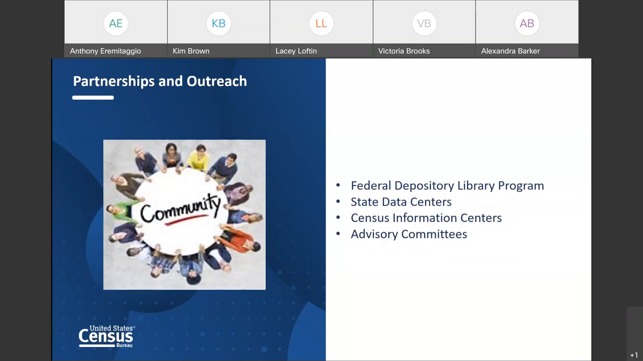Now, I mentioned in the beginning that we have partnered up with organizations. We do partnership and outreach. These are some of the organizations that we've partnered with. We work with the Federal Depository Library Program, the state data centers, census information centers, and the advisory committees. We work through our partnerships and outreach to understand what data users need and how to go about creating what they need in a product or service that we make available. So a lot of these organizations are the voice of you, the public, letting us know what kinds of products we need to make, what information needs to be made available, and we work closely. This is a very lucrative program that helps tremendously in ensuring that we're making available the type of data that our data users can use.